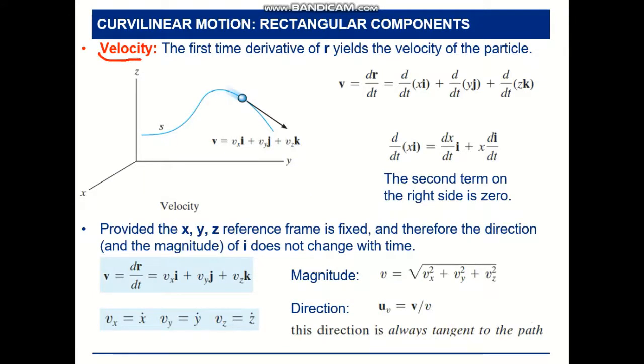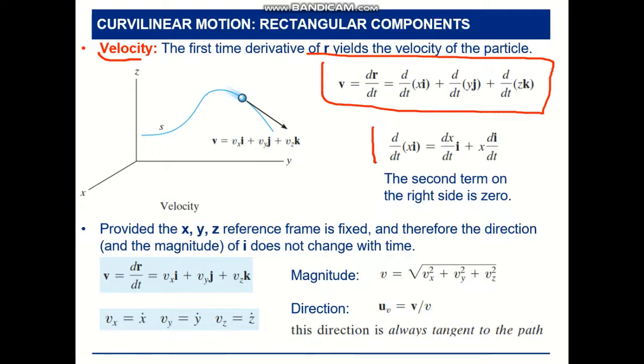For the velocity, the first time derivative of the position r yields the velocity of the particle. So we know that the velocity is dr over dt, the first derivative. We need to take the derivative with respect to time for x, then y with respect to time, and z with respect to time. Because of the vector, we separate it into each term. Then we just need to apply the chain rule.